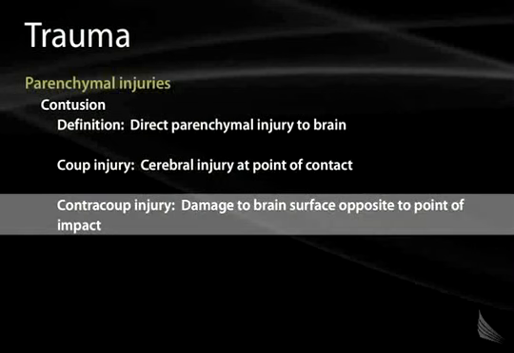So you can imagine a motor vehicle accident where there's a head-on collision and the patient's head strikes the dashboard. You will have a coup injury in the frontal lobe, but you will also see a contra-coup injury in the occipital lobe, leading to symptoms involving both the frontal lobe and the occipital lobe.